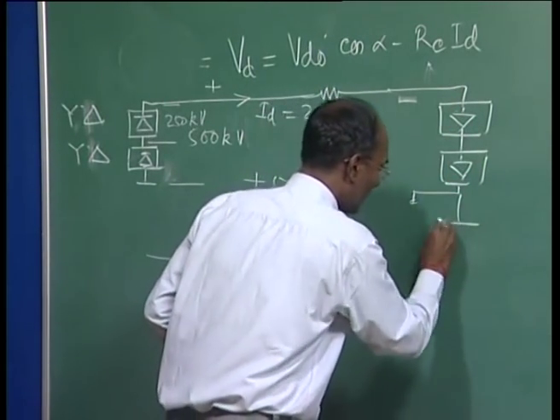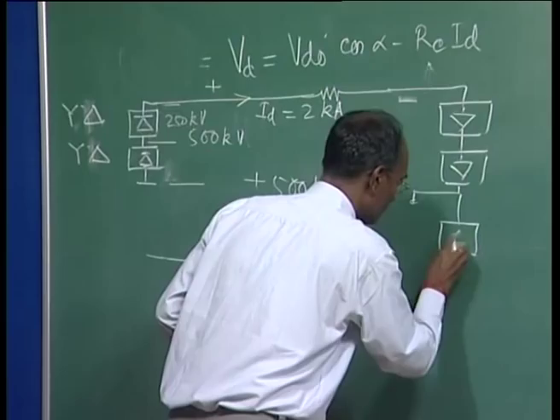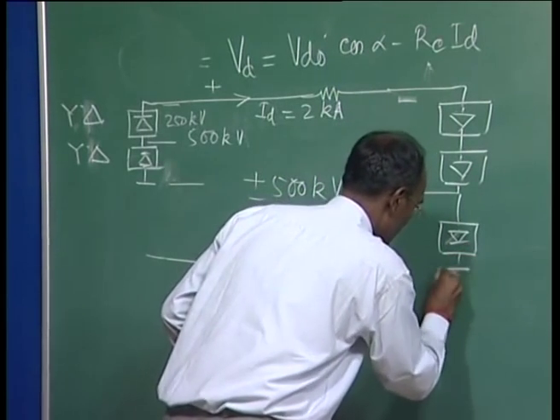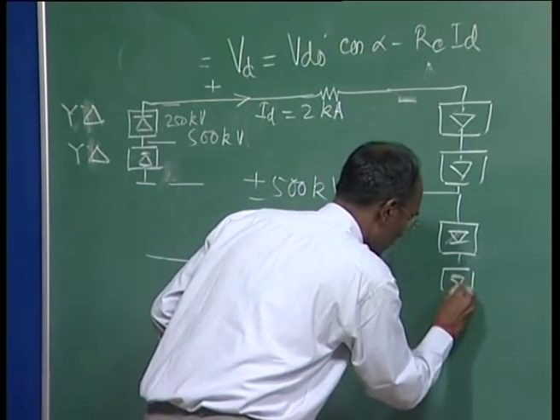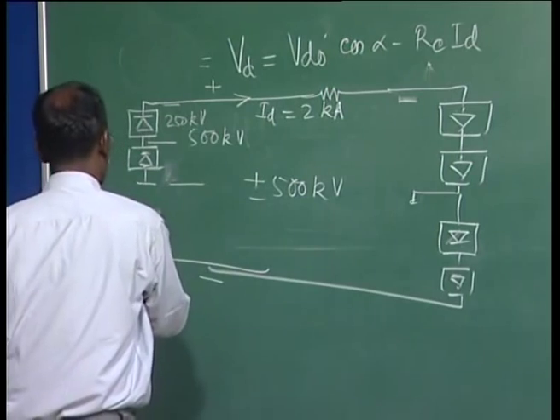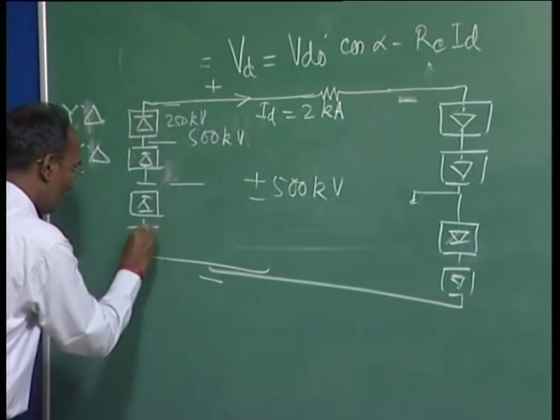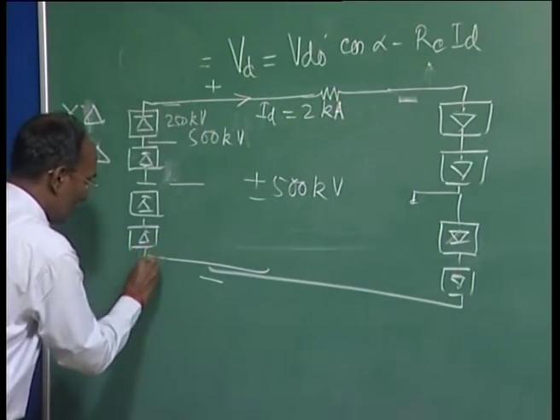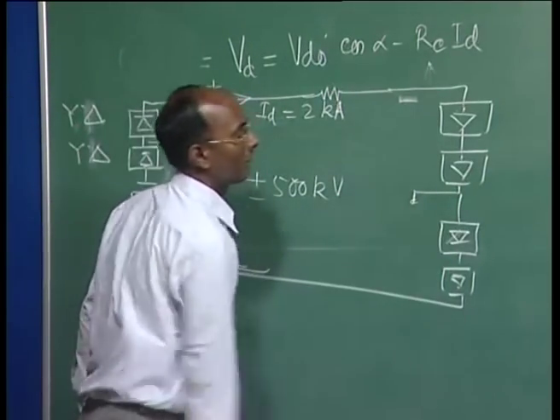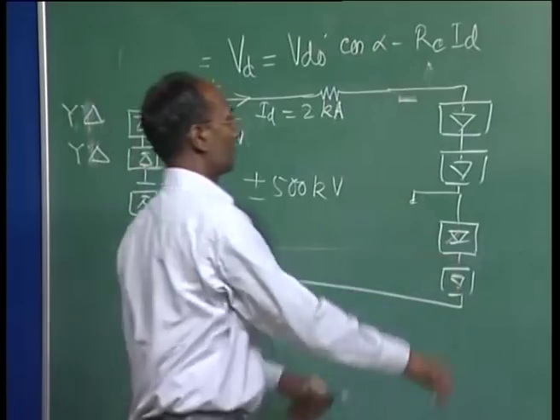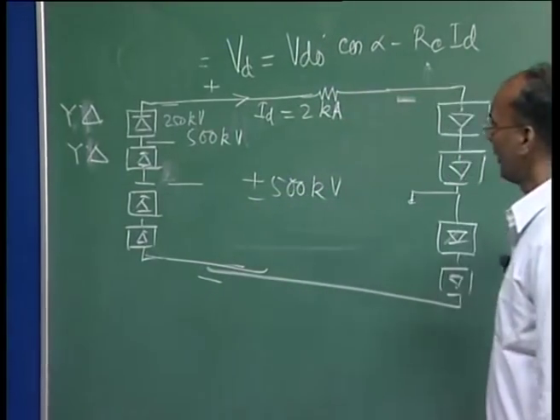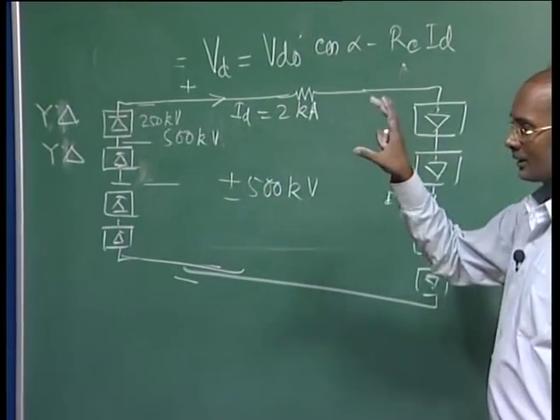This is the grounded pole, and we are having another pole here. This is another pole, the bridge of that pole. Here the current is coming. This is your inverter side. So, this is the diagram which was asked.